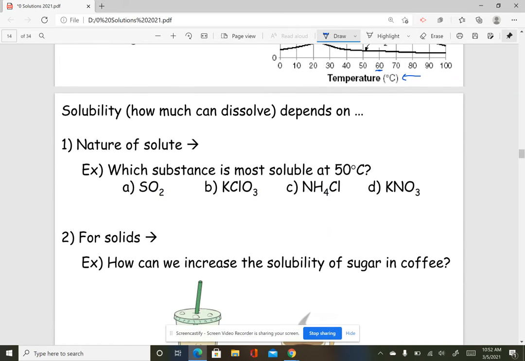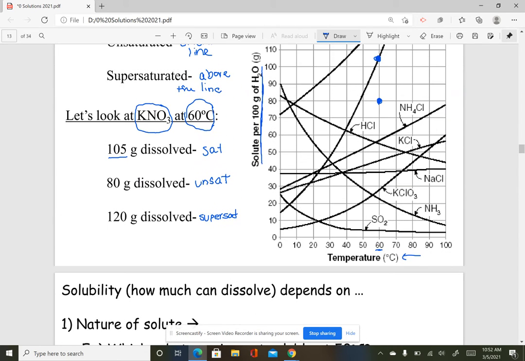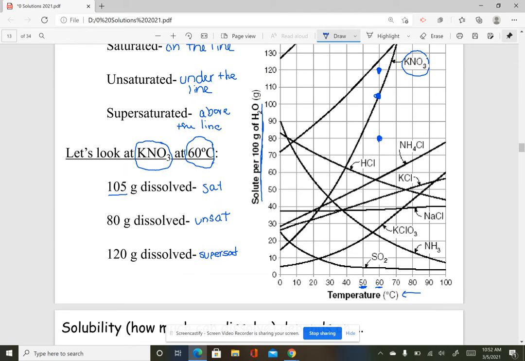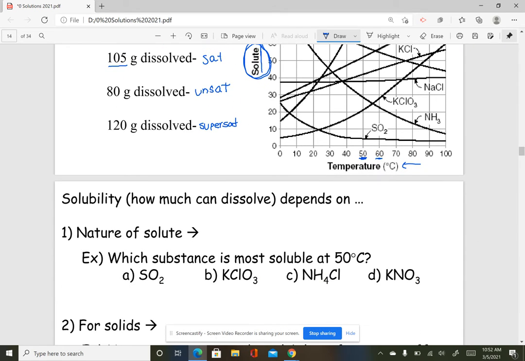So an example of a question you might see where you can use table G to answer the question. It says, which substance is most soluble at 50 degrees Celsius? So they're giving me a temperature of 50, and they want to know which substance is the most soluble. So guys, this reference table here, this axis represents solubility. So if you just go to 50 degrees Celsius and see which of these lines is the highest, then you'll know which one is the most soluble.